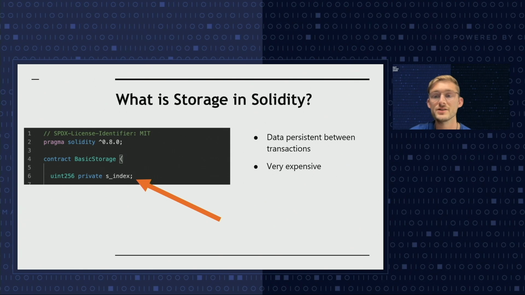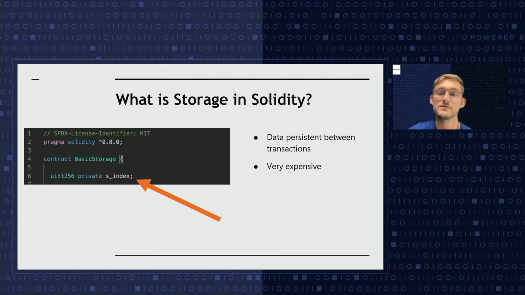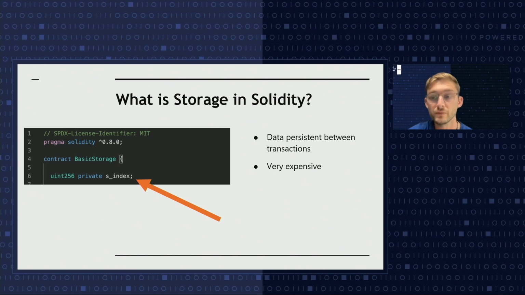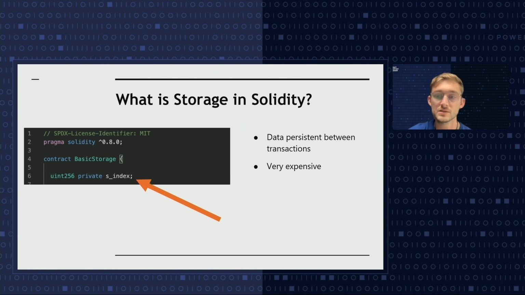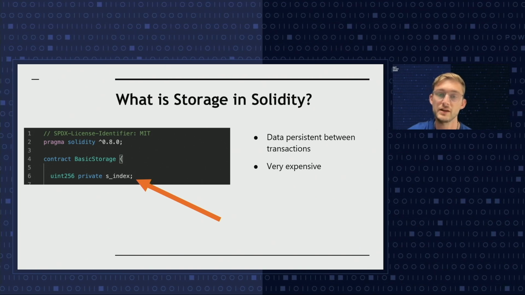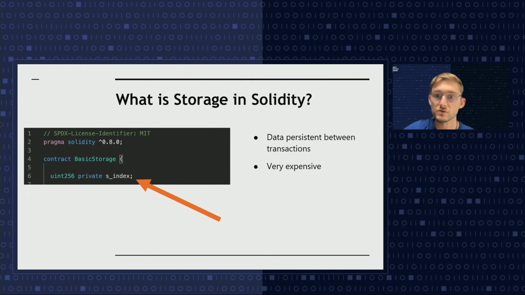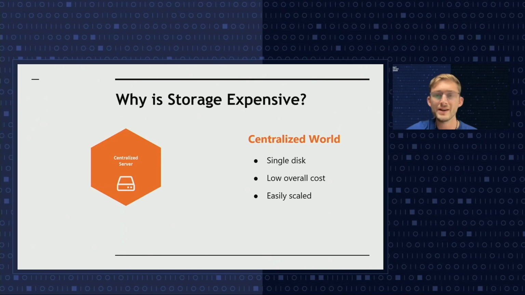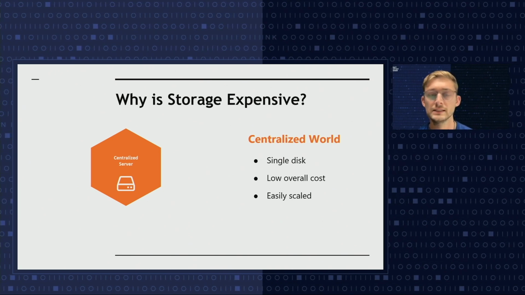But in Solidity, there is a catch. It is one of the most gas-intensive things that a contract can play around with. Accessing it, changing it is disproportionately expensive in comparison with what we associate with normal disk storage. So why is that? Well, let's take this centralized world example.